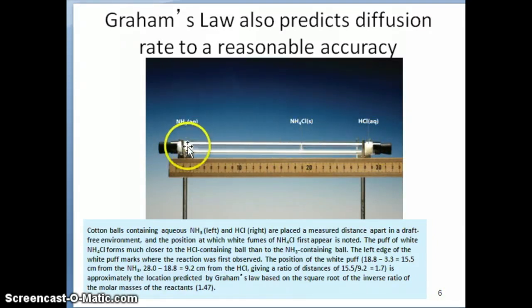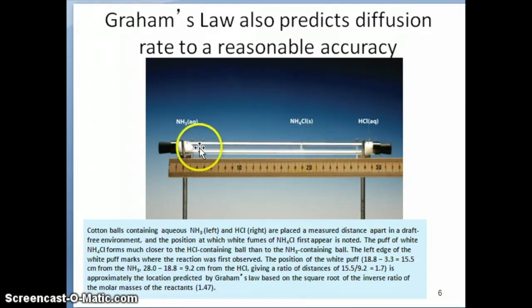What happens is the gases from the ammonia will travel and the gases from the HCl will travel, and eventually at some point they will meet, and when they meet there's a reaction between the two. The reaction forms this compound, ammonium chloride, NH4Cl, which is a combination of these two species together. The distance where they meet depends on how fast the gases are traveling.